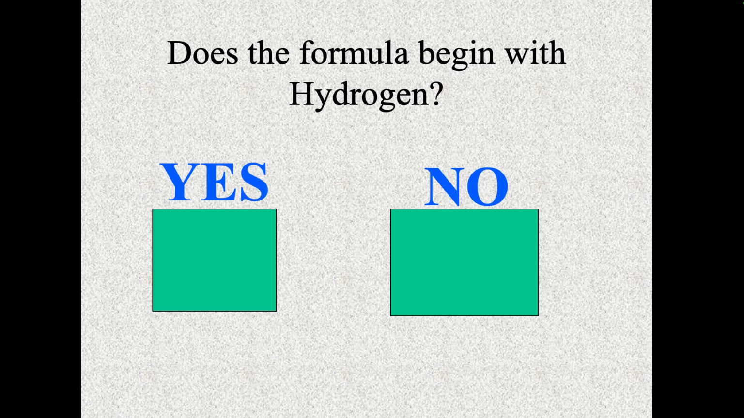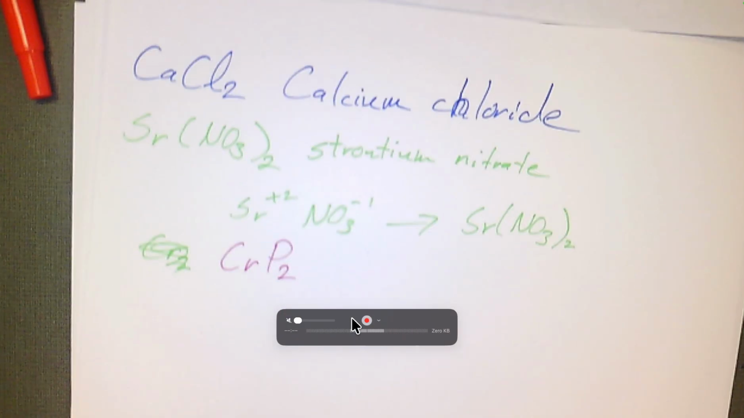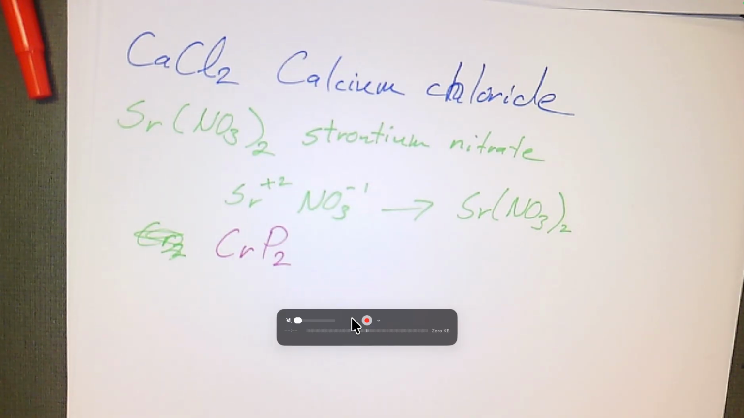All right, let us go with CrP2. No, sorry. Let me change colors. Let's go with CrP2. Sorry. Oh, I am so sorry. Thank you. All right, let's go with CrP2 in the maroon.